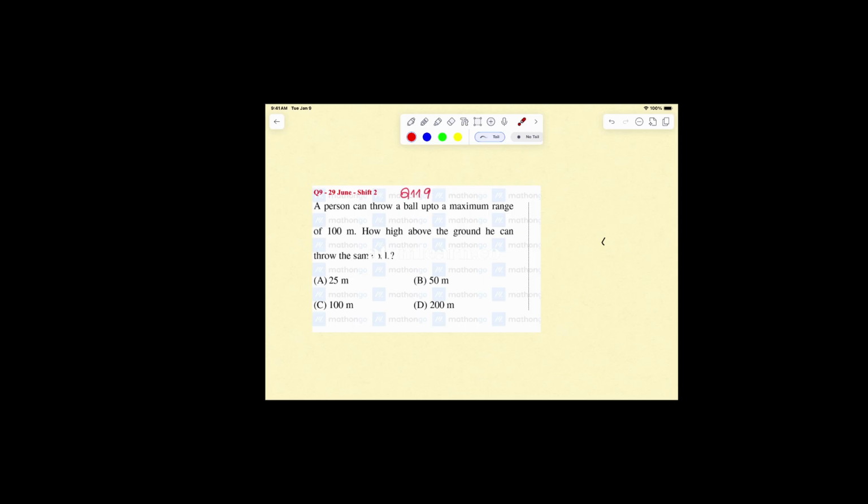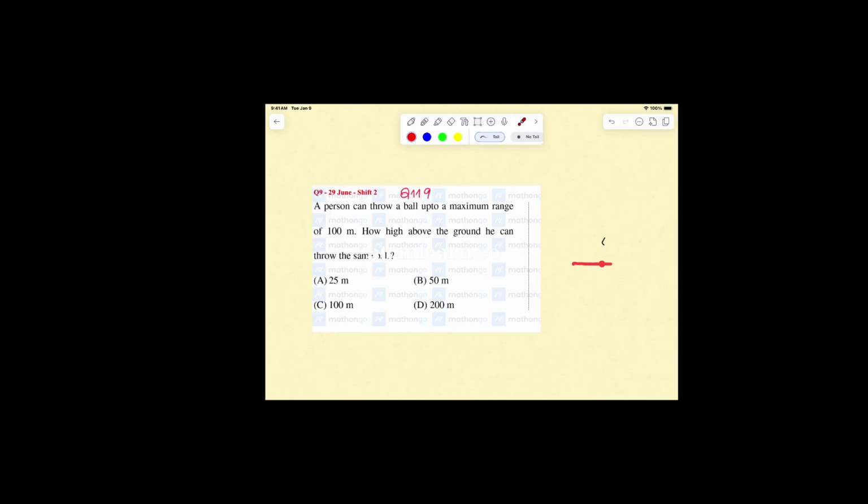Then when you throw vertically upwards, you will get the maximum height. Why? Because what is the maximum height formula for a projectile? u squared sin squared theta by g. Sin squared theta can be maximum only if theta equals 90 degrees. That means now the thing is like this. This is the ground. If we throw at 45 degrees, it can go up to 100 meters. Suppose with the same speed we throw vertically upward, then the maximum height h will be equal to u squared by 2g.